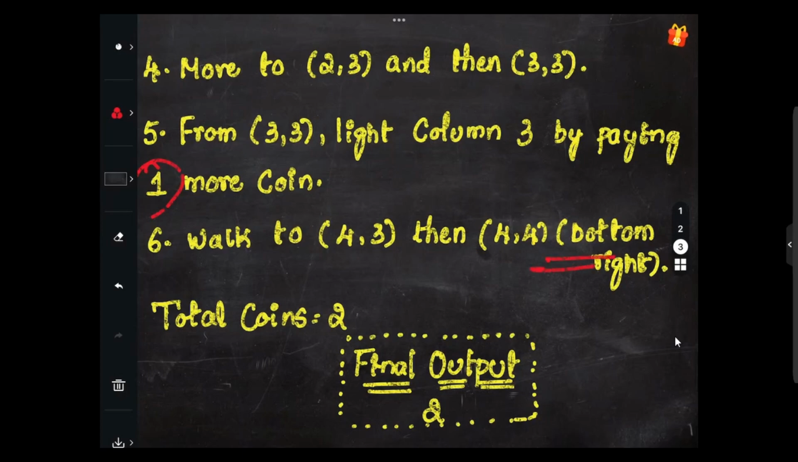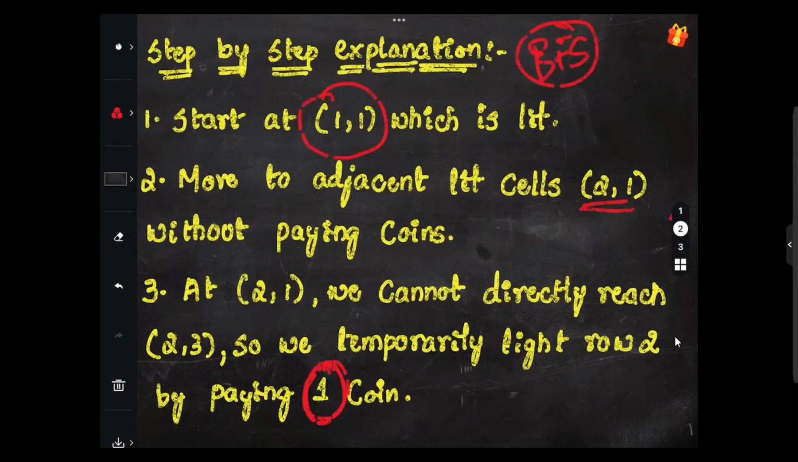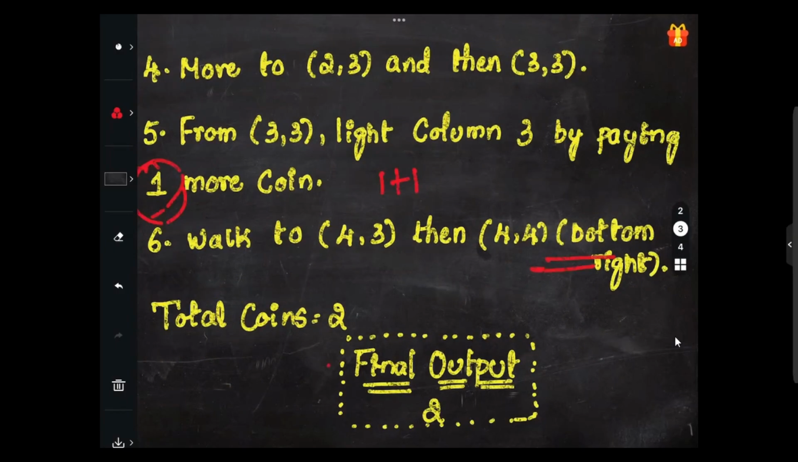Finally, how many coins have we made use of? From 3 comma 3, we will light the column 3 by paying 1 more coin, right? Previously we had used one, so we paid 1 more coin. So this will be 1 plus 1 that leads to 2 coins. So we have made use of 2 coins. Total coins equals 2, and the final output that we got here is 2, right?